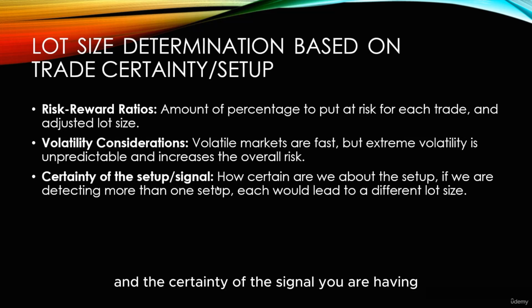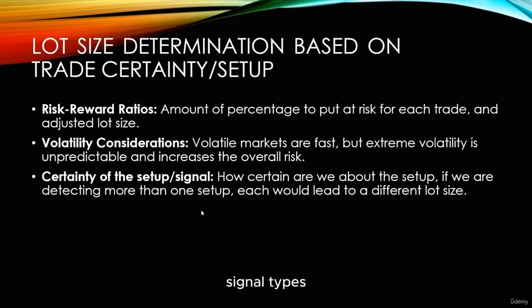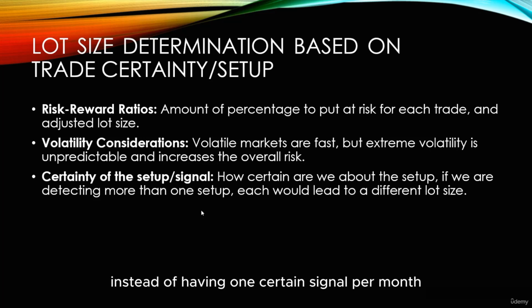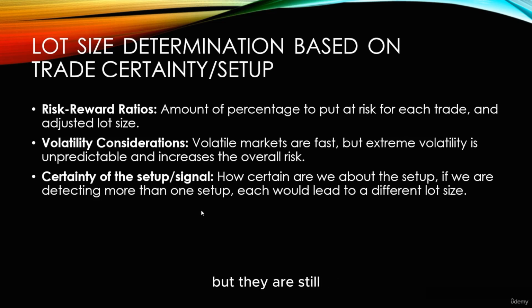So depending on the signal and the certainty of the signal you are having, you can play on the lot size. Now, why would we use 3 different signal types? Why wouldn't we always use the best signal? Well, to increase the frequency of our trades. Instead of having one certain signal per month, you'd rather have 10 signals per month, where one is very certain, and the 9 others are in different categories. So they are not the best signals, but they can still make profit. And this is why we can use different signals.